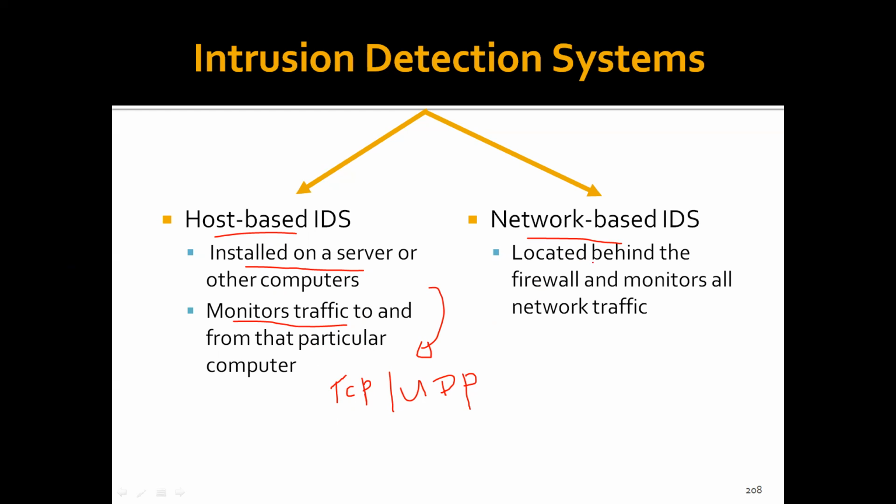A network-based IDS is located behind the firewall and monitors all the network traffic. We can locate it behind the firewall, right? The firewall, then the LAN, like this. Our LAN is after our router, after the internet side. This is behind the firewall and monitors all the traffic coming to our network.